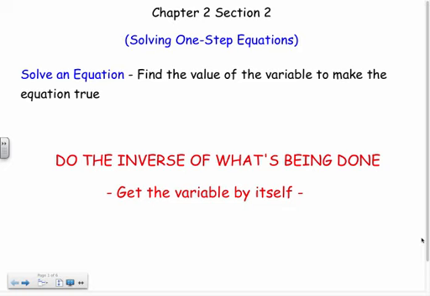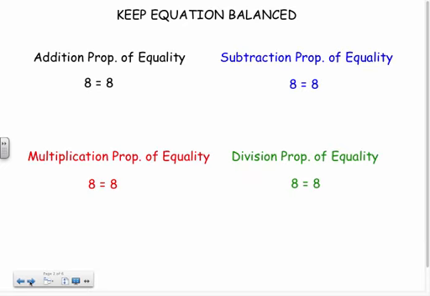And I always think, do the inverse of what's being done. That'll help you. Do the inverse of what's being done. And my other rule is, whatever you do to one side, do to the other side. When I say the other side, I'm saying the other side of the equal sign. And we'll talk about that. And our goal is to get the variable by itself. Okay, I'll repeat those things over and over as I go through problems here.